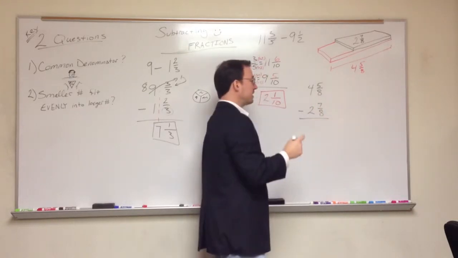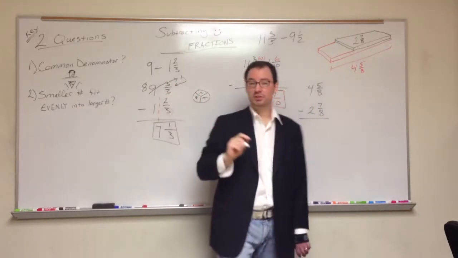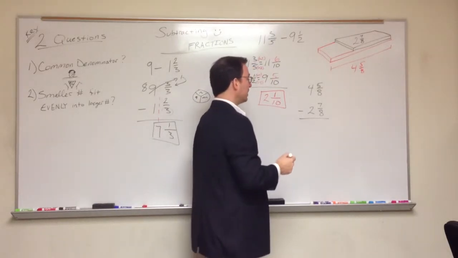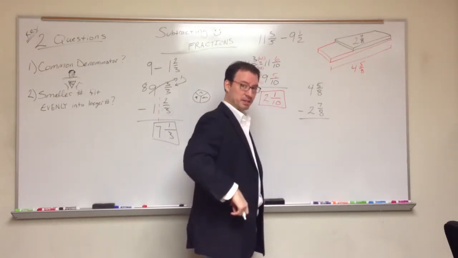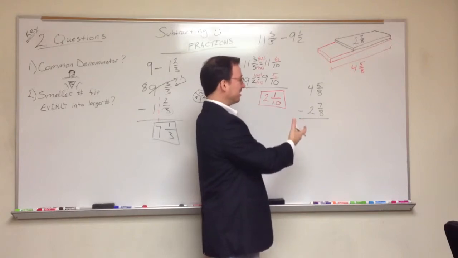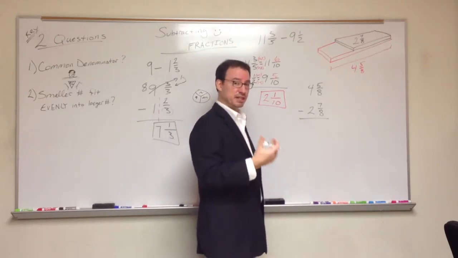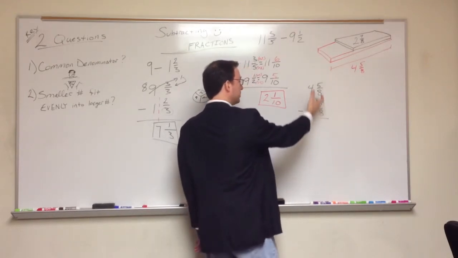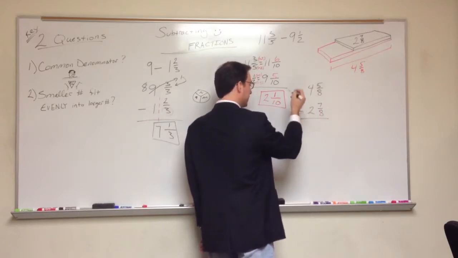So now I do my key thing. I ask the 2 questions. First question, is there a common denominator? Yes, okay, the common denominator is already there. So I don't have to adjust any numerators. I can just go right ahead. If I have common denominators, follow my sign. So I can just subtract right away.